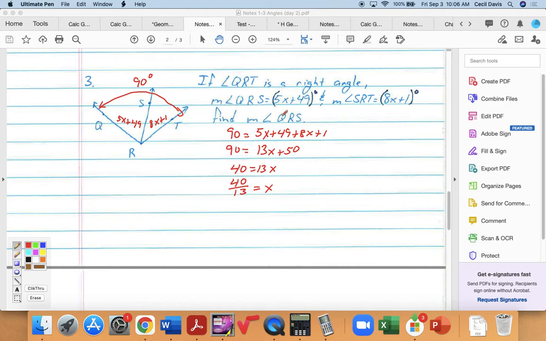And now it wants the measure of angle QRS. So the measure of angle QRS is 5 times 40 over 13 plus 49. So that's 200 over 13 plus 49.